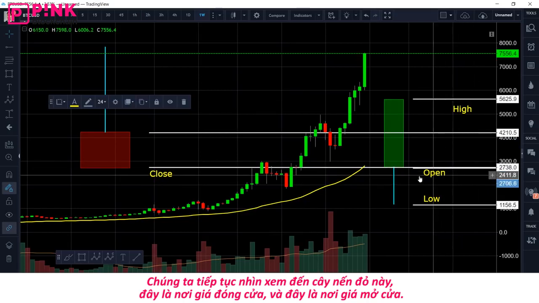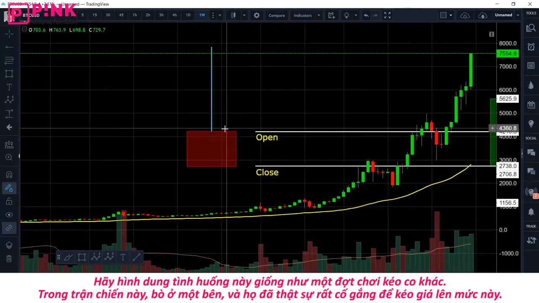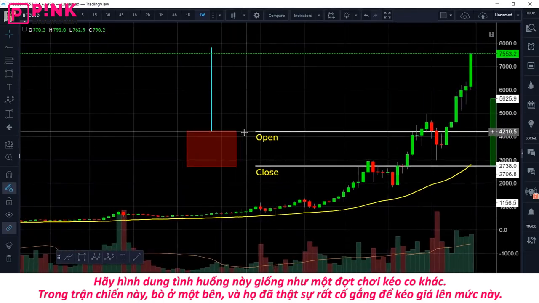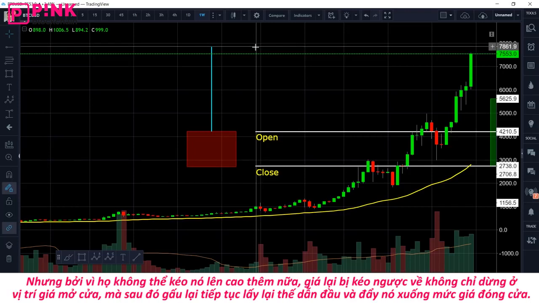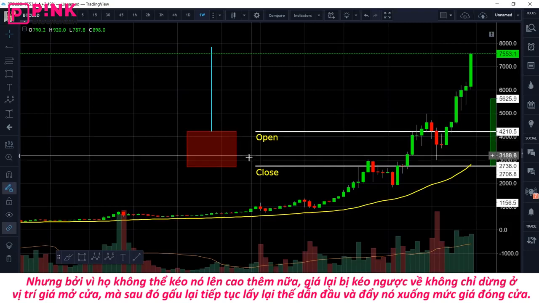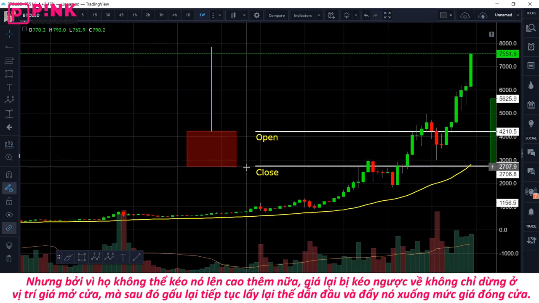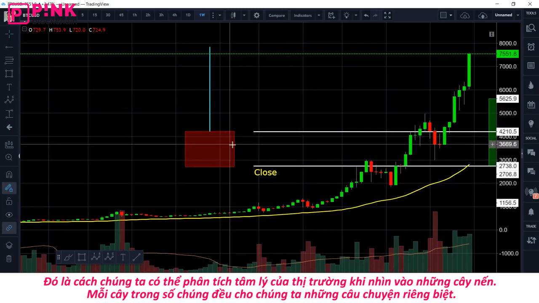Okay, now if we look at this scenario as well right here, this is where it closed and this is where it opened, okay? So let's think of this scenario for a tug of war. During a tug of war, the bulls are on one side and they tried really, really hard to push it all the way up there. But because they could not push it any higher, it ended up getting pushed all the way back down to not only its opening position, but then the bears have fully regained control and pushed it all the way back down, okay?